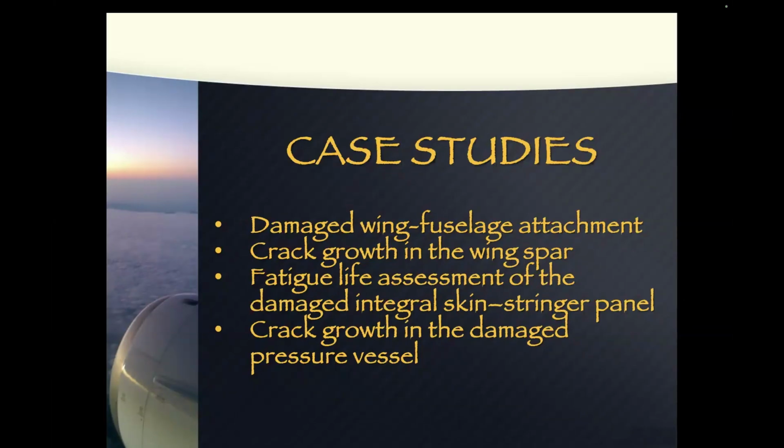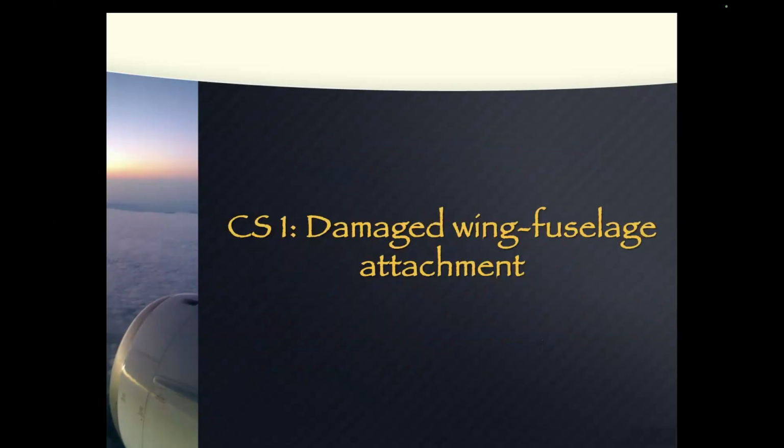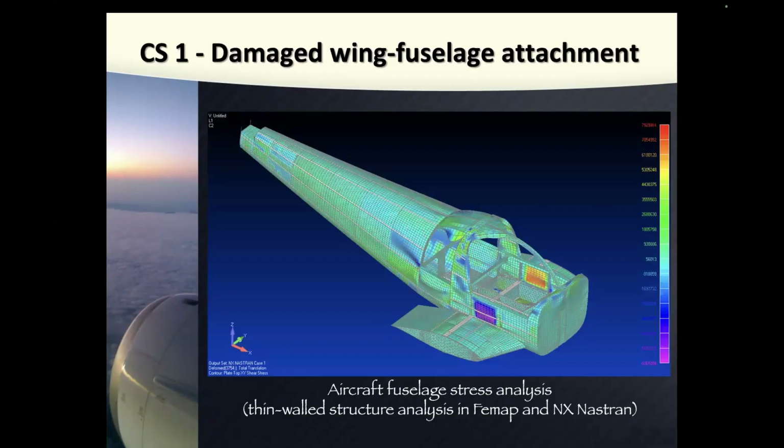Okay, good. First example, damaged wing fuselage attachment. What is this? Approximately 14 years ago, I was involved in a project to design a light aircraft, and you can see here the finite element model of the fuselage. I cannot show you the whole model and the whole aircraft. It's not a secret, but I don't have the rights. But I have the rights to show you what I did, okay?